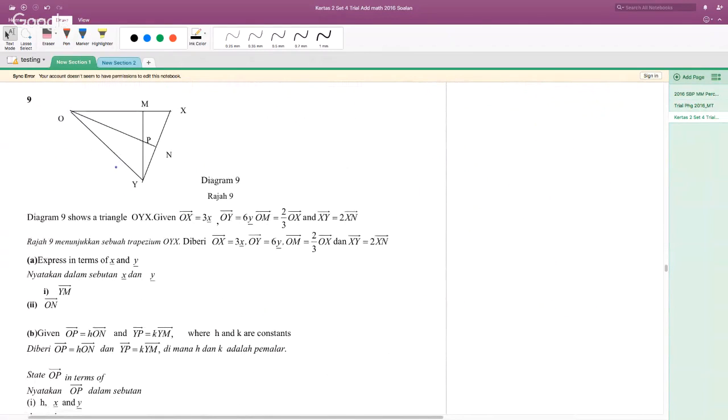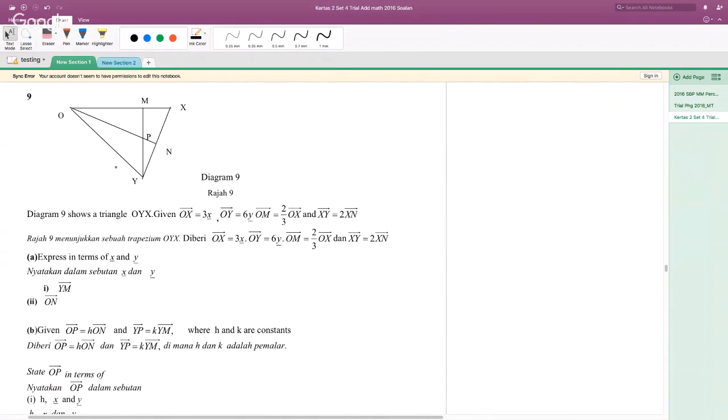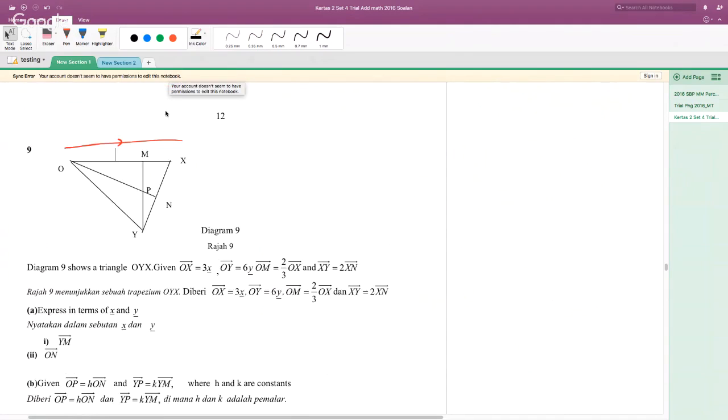For question number 9 here, basically this is the vector question. That means you need to do something about this question. We have a lot of things to do. First thing is OX equals 3x. That means O to X is 3x, and O to X here is 3x. Let me scroll up a bit. Here is 3x. Then O to Y is 6y, here will be 6y. Then OM equals 2 over 3 of OX. OX is 3x, so OM basically equals 2x after you simplify. So here is 2x, here will be x.